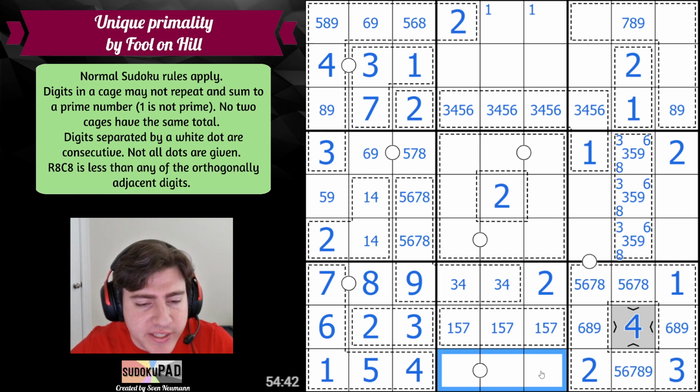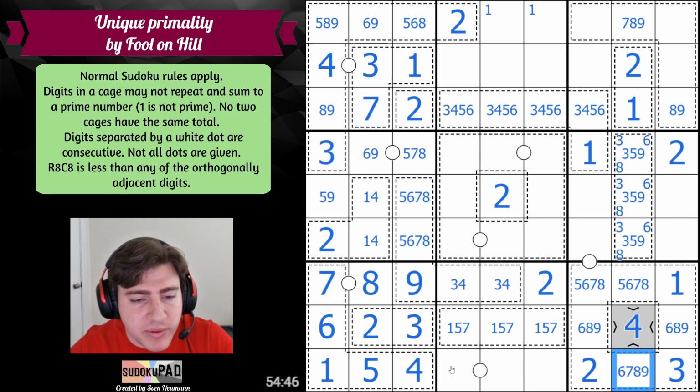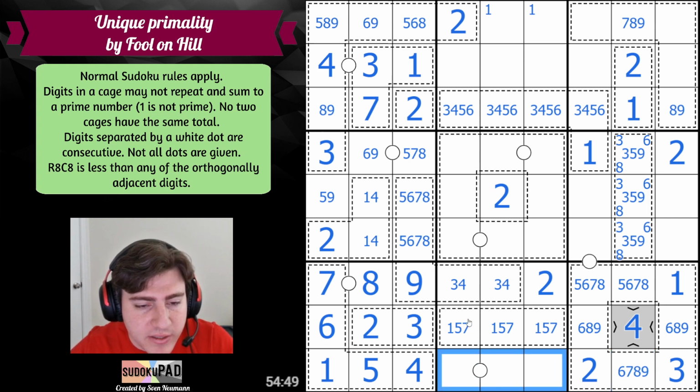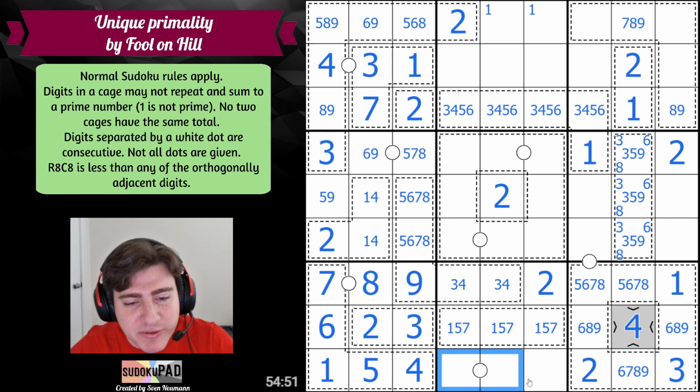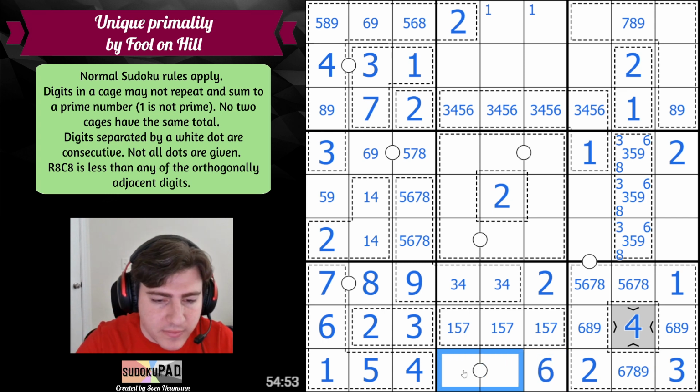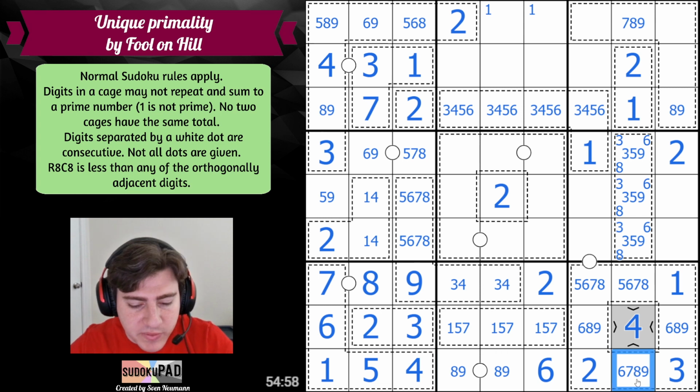We do need to still place what? Oh, this can't be 5. We still need to place 6. Oh, there we go. 6, 8, 9. This must be 8, 9. So this must be 6. 8, 9 tells us that this must be 7.